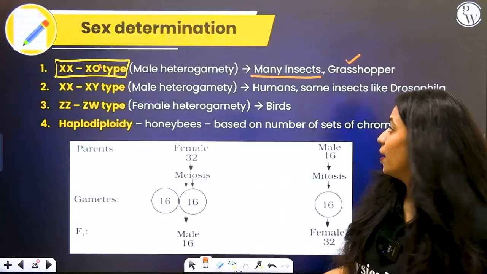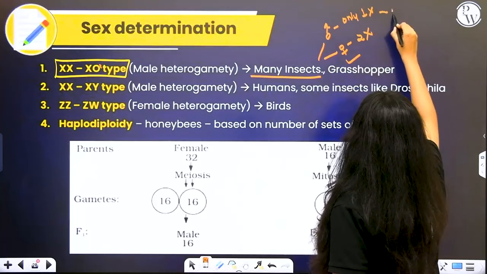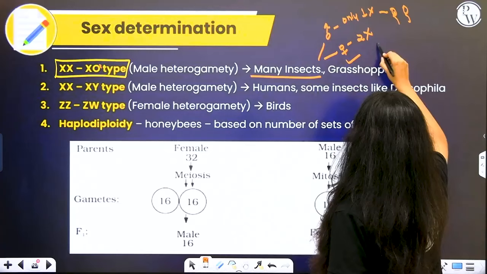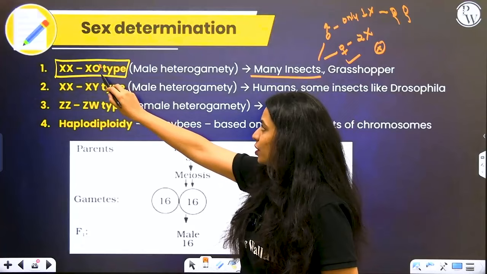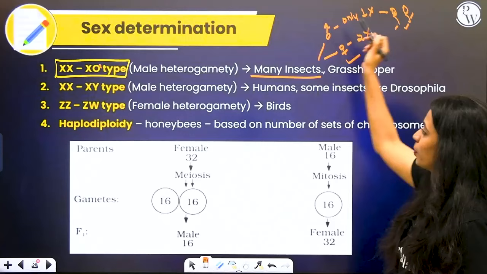In this case, the males will have only one X chromosome. Females will have two X chromosomes. So when the male produces the gametes, it will either have the X chromosome or it will lack the X chromosome. When the female produces gametes, it will definitely have the X chromosome because it has two X. Okay, so here you can see that the male will produce two types of gametes. 50% of them will have the X chromosome, 50% of them will not have the X chromosome. Since males are producing two types of gametes, we call this male heterogamety. Hetero means different, I already told you, more than one.